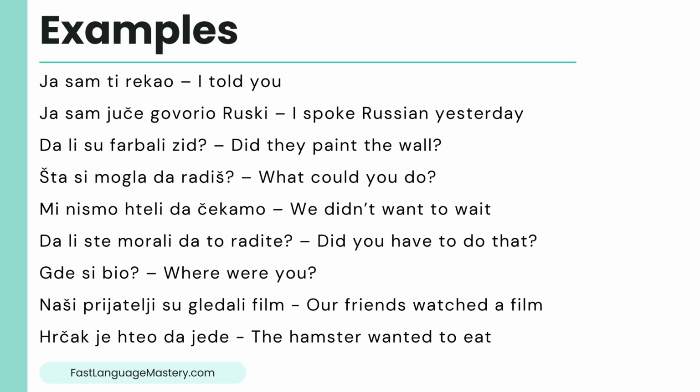Da li su farbali zid? Did they paint the wall? Šta si mogla da radiš? What could you do? Mi nismo hteli da čekamo. We did not want to wait. Da li ste morali da to radite? Did you have to do that? Gde si bio? Where were you? Naši prijatelji su gledali film. Our friends watched a film or movie. Hrčak je hteo da jede. The hamster wanted to eat.